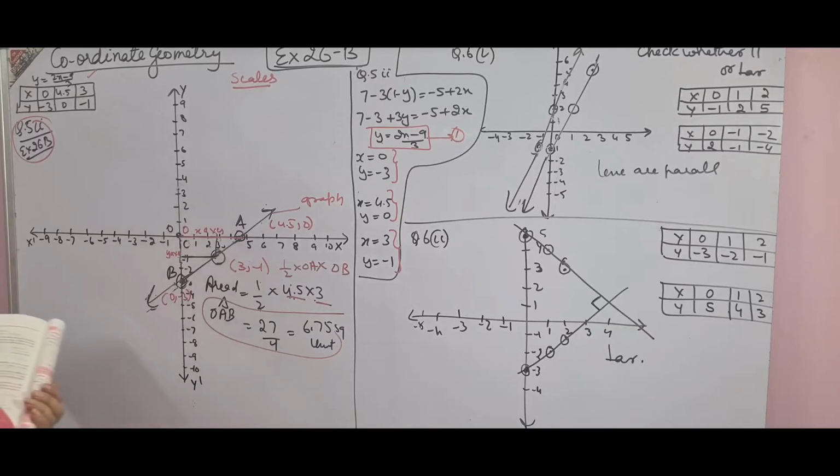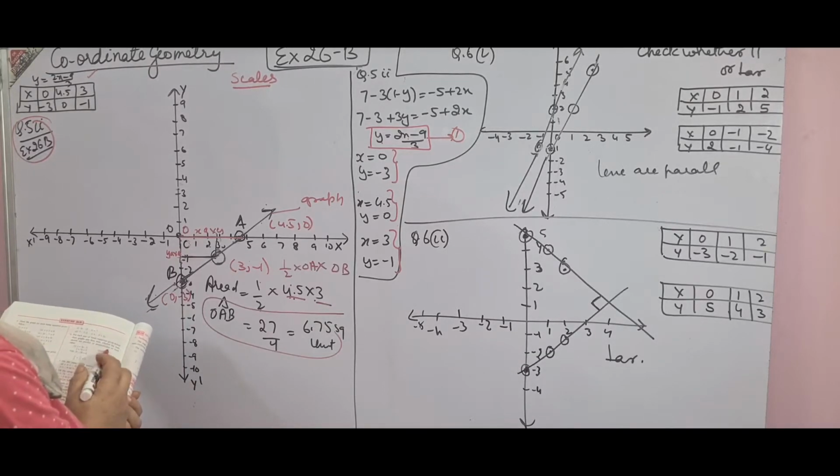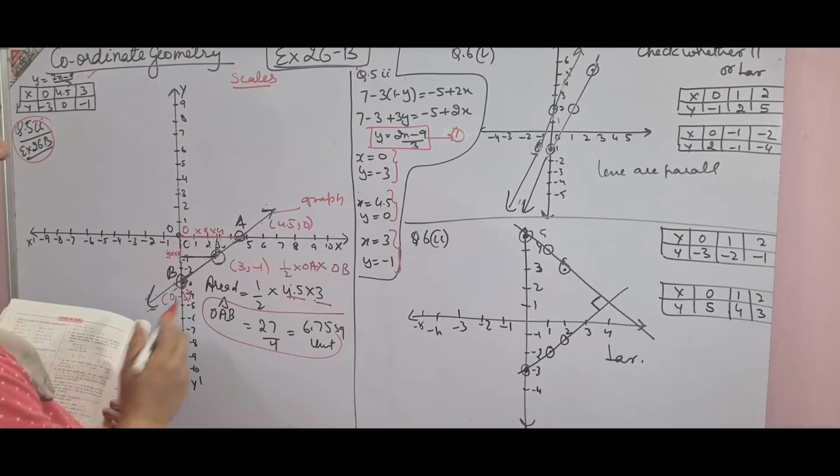Now question number 6, this is not in 27b, so I would love to discuss with you. They have given a pair of equations and you have to find whether these lines will go parallel to each other or they will intersect at 90 degrees. So I have done both the examples.